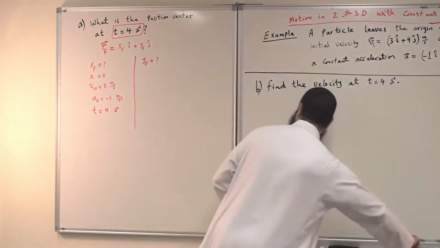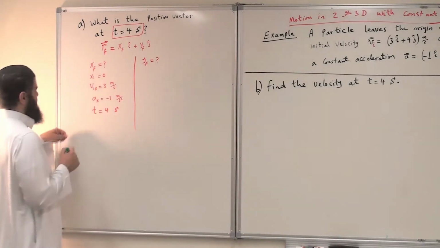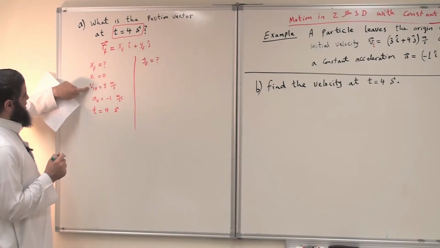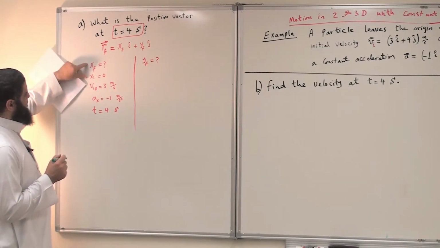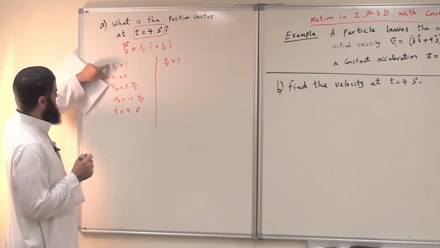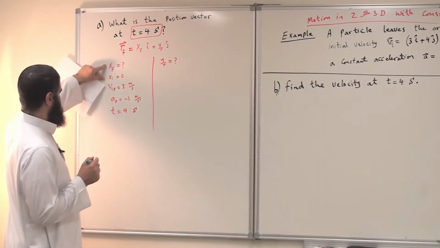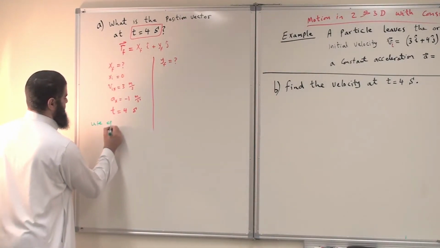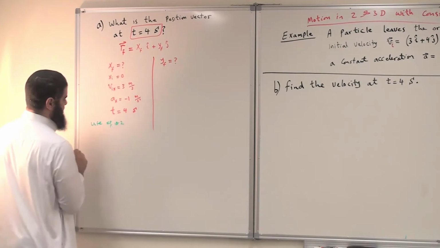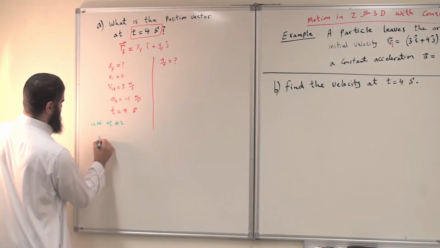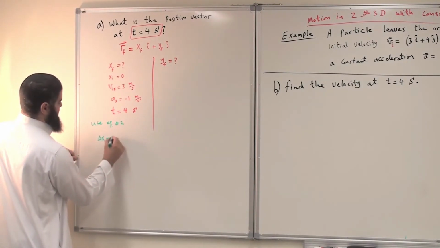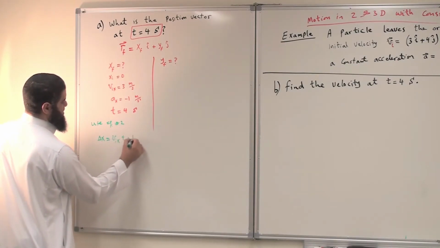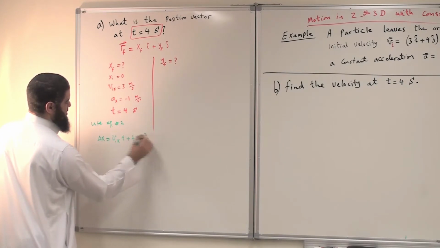So let me use another color to solve for this. I have the time, I have the acceleration, and v initial is given, and I'm looking for delta x. So which equation should I use here? I should use the equation which doesn't have v final. So we use equation number 2, which says that delta x equals v initial x t plus 1/2 a x t squared.